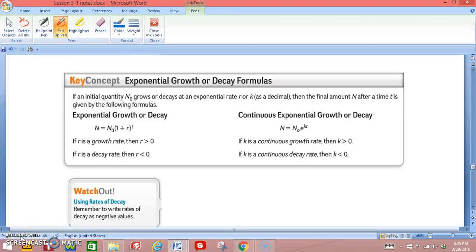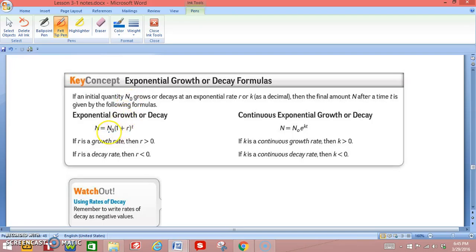Okay, in this section of 3.1, we're going to talk about exponential growth or decay formulas. And these formulas can be used for other things besides just compounding interest. So, N is going to represent the final amount of whatever we're talking about. N sub 0 represents the initial quantity. That was what was principal earlier in our compounding interest.